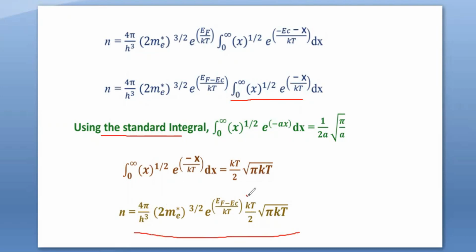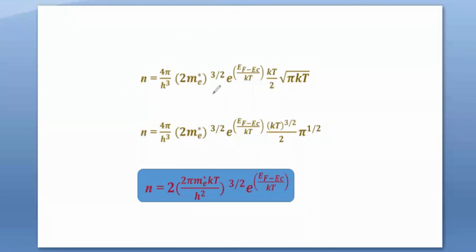Here we can observe that kT is there, root kT is there, and π is there and root π is there. So for these terms, power 3/2 will come. And already we have (2m_e*)^(3/2). So let us bring all these terms inside this bracket along with Planck's constant also. Putting all the terms inside these brackets, we get n = 4π/h³ (2m_e*)^(3/2) e^((E_F − E_C)/kT) (kT)^(3/2) / (2π^(1/2)).